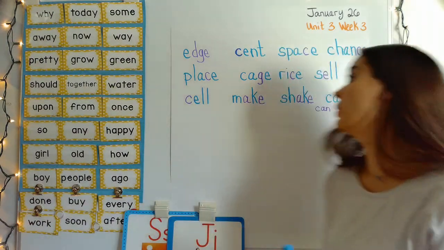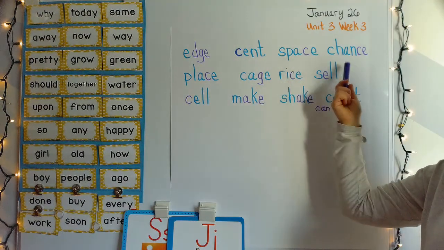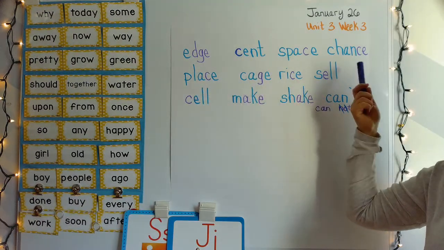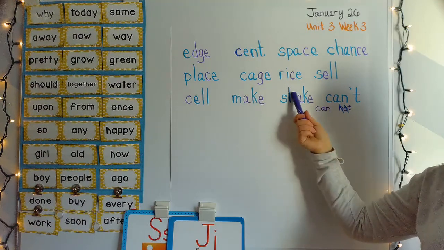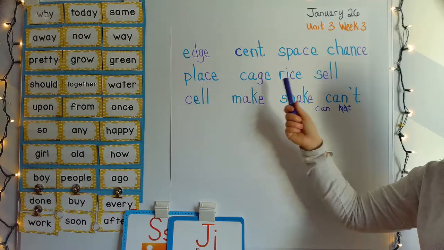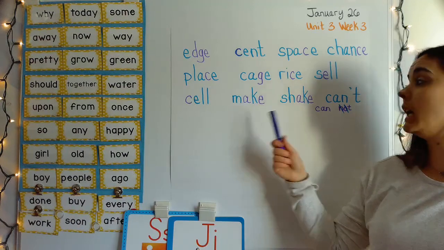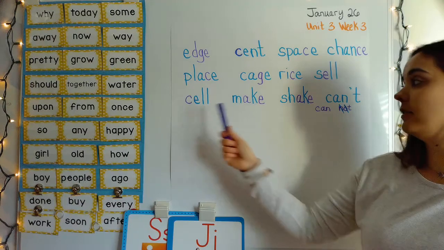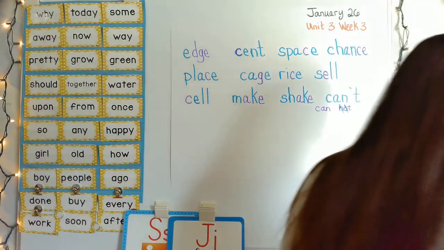All right, so let's read our blending board. Edge, scent, space, chance. Your turn. Wonderful. Place, cage, rice, sell. Your turn. All right. Sell, make, shake, can't. Your turn. Thank you so much for participating.